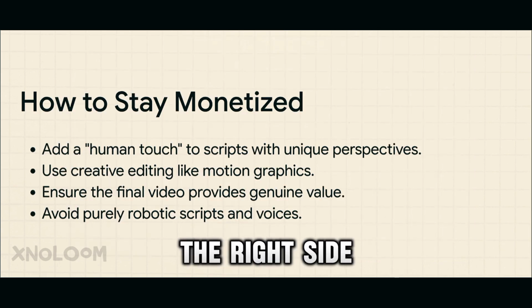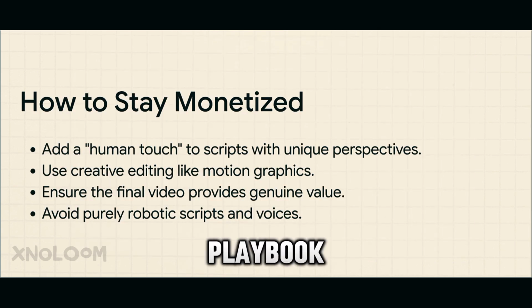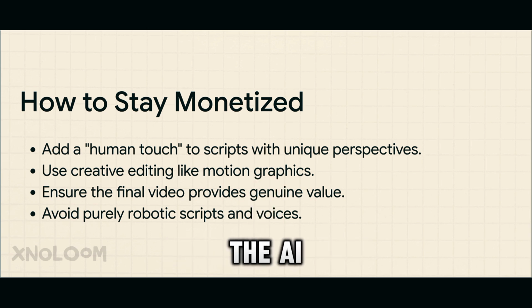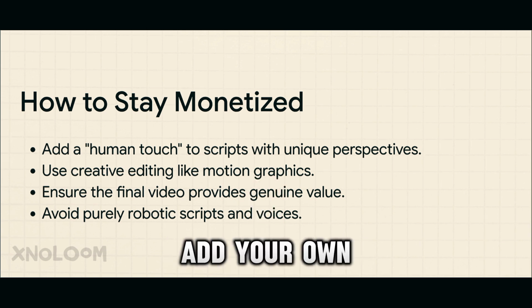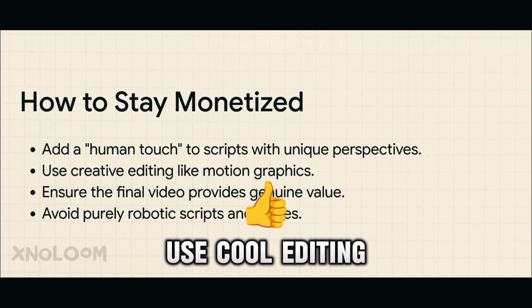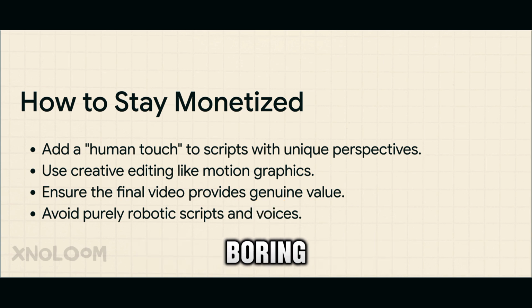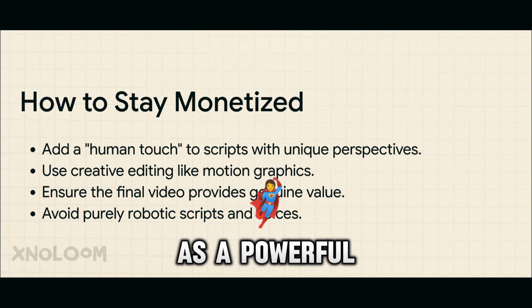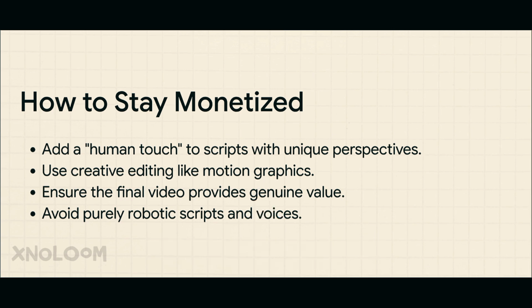So how do you stay on the right side of that line? This is your playbook. You have to inject a human element. Don't just take the first script the AI gives you, edit it, add your own unique angle. Use cool editing with motion graphics, not just a boring slideshow of stock photos. The whole goal is to use AI as a powerful tool to help a human be creative, not to replace the human completely.